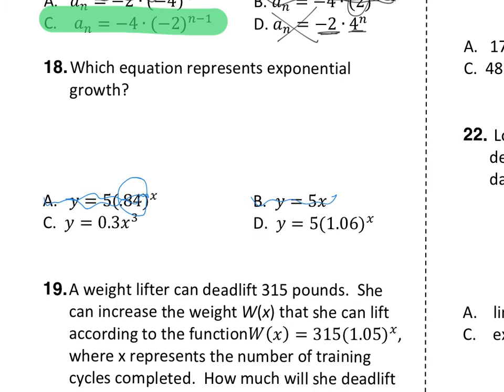B is a linear equation, so that's not even exponential. C is to the third power, that's cubic, so that's not exponential. And letter D is y equals 5 times 1.06 to the power of x. That is exponential, and 1.06 is greater than 1, so that tells me that that is exponential growth.